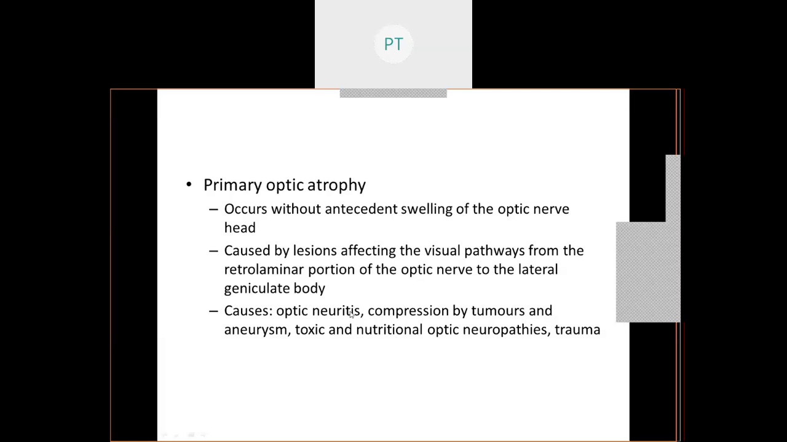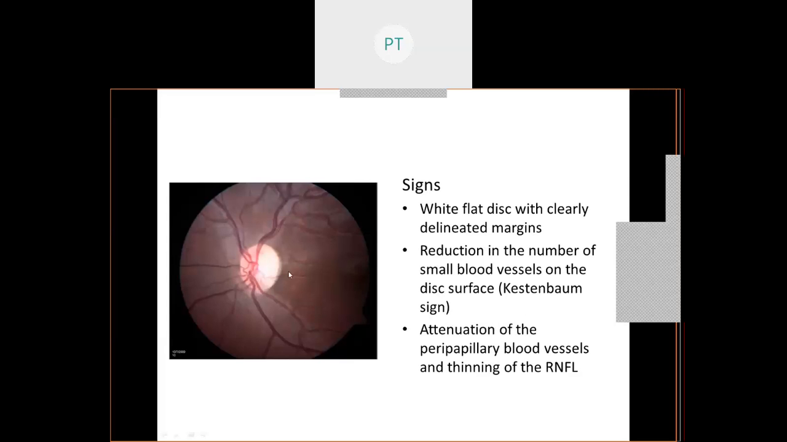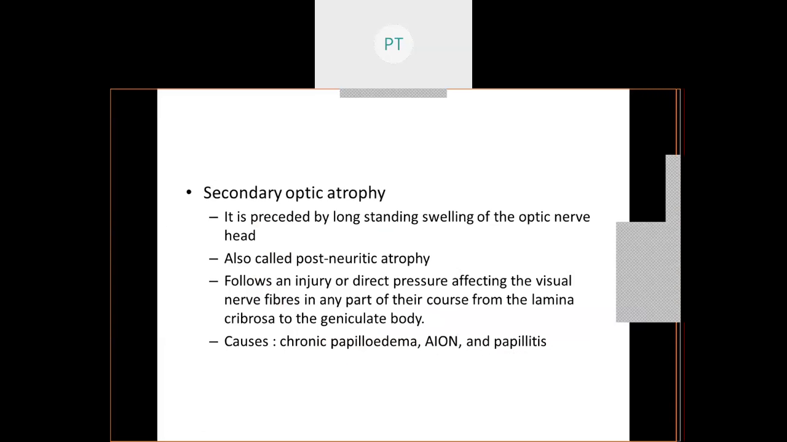And the causes are usually optic neuritis, compression by tumors, aneurysm, toxic and nutritional optic neuropathies, and trauma. So how is it seen? Usually it is observed as a white flat disc with clearly delineated margins. There's reduction of the number of small blood vessels on the disc surface, also known as a Kestenbaum sign. And there is attenuation of the peripapillary blood vessels, and thinning of the retinal nerve fiber layer.